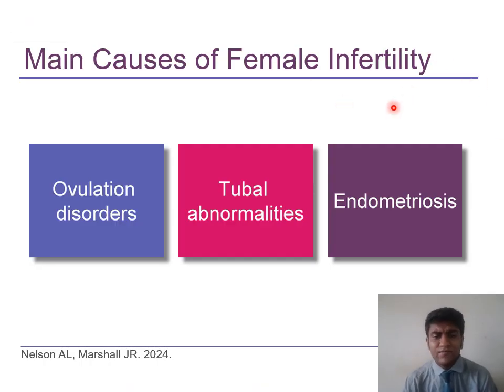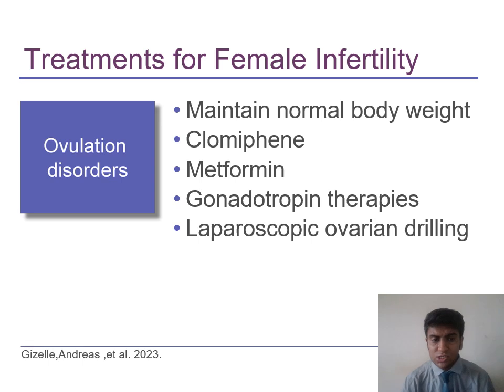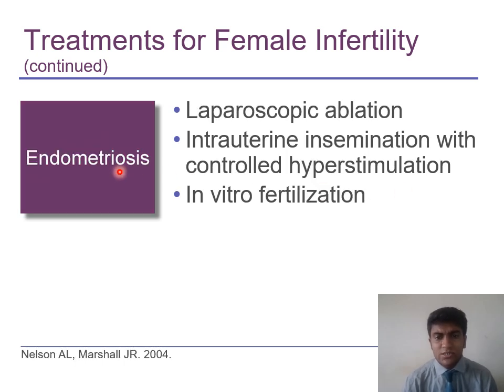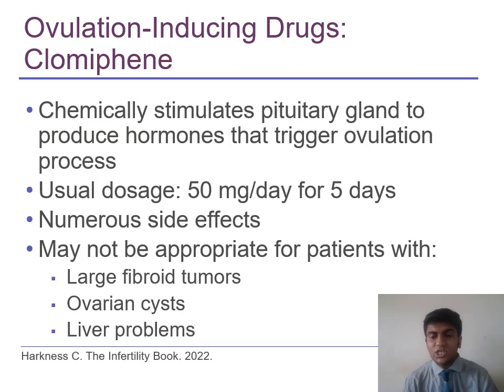The different causes of male infertility and female infertility, you can see, are ovulation disorders, tubular abnormalities, endometriosis. The treatments here, I have described the different treatments in detail, and here are the references. You can see the different ovulation disorders. They can be treated by laparoscopy, gonadotropin therapies, clomiphene, maintaining lifestyle. Tubular abnormalities can be managed by IVF, in vitro fertilization, with or without salpingectomy. Endometriosis can be managed by IUI, which is intrauterine insemination, or the injections of FSH and LH.